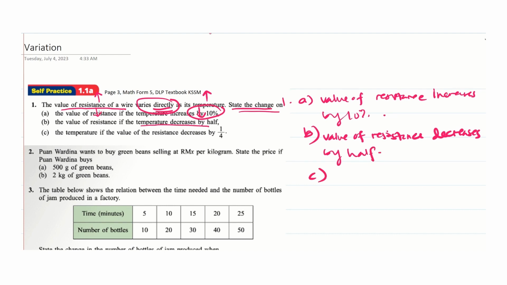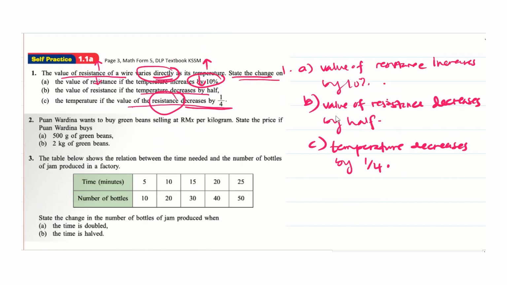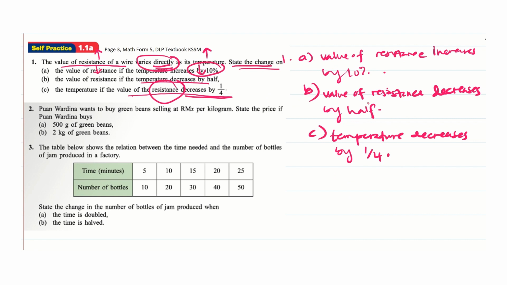Part C, state the change in temperature if the value of resistance decreases by 1/4. So this time we have the change in resistance. Resistance decreases by 1/4. What happened to the temperature? Temperature also decreases by 1/4. Right? So that's for question 1.